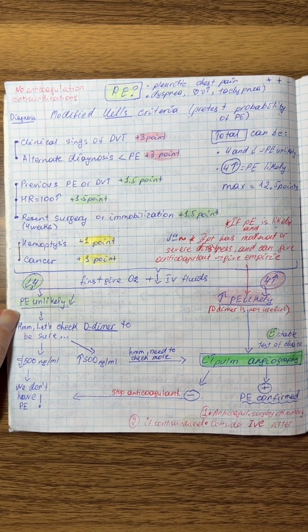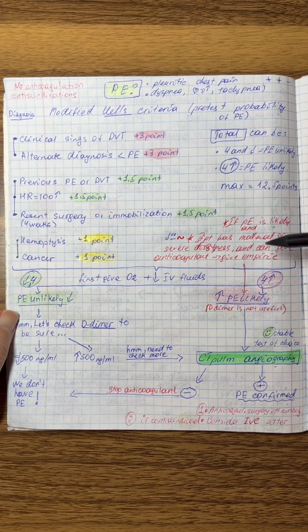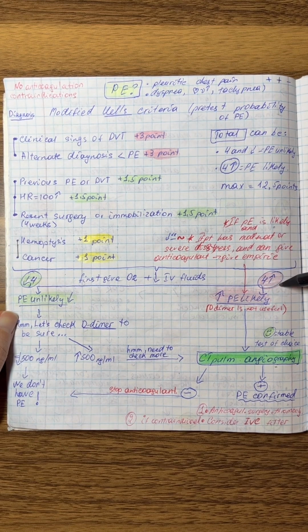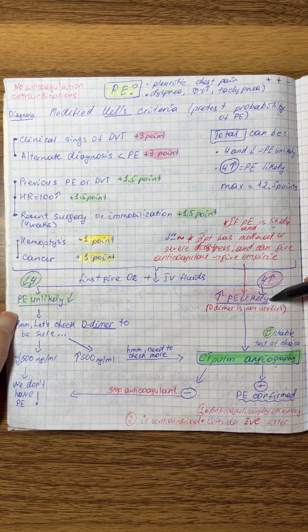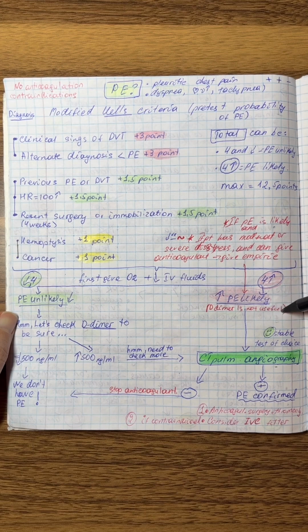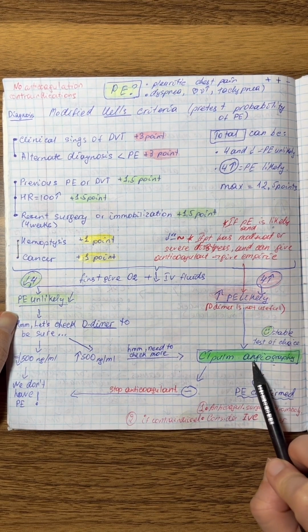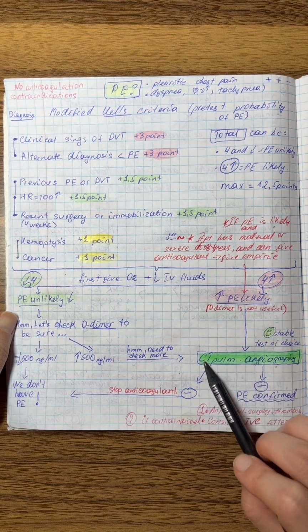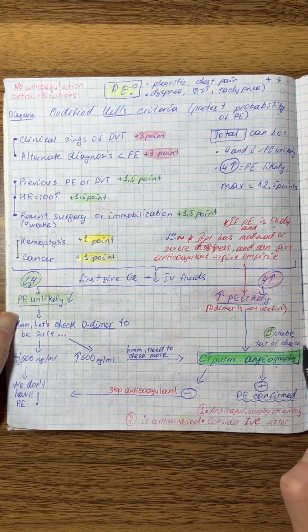Let's stop here and go back to when the modified Wells criteria give us more than 4 points, which means PE is likely. If the patient has moderate or severe distress and we can give anticoagulation, we will start giving empiric anticoagulants. Checking the D-dimer is not useful when we already determined that PE is likely. If the patient is stable, the test of choice is pulmonary CT with angiography. Again, let's repeat one more time: the test of choice for pulmonary embolism confirmation is pulmonary CT with angiography.